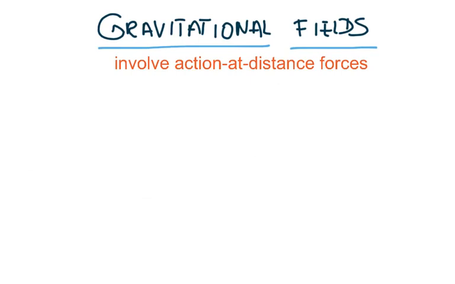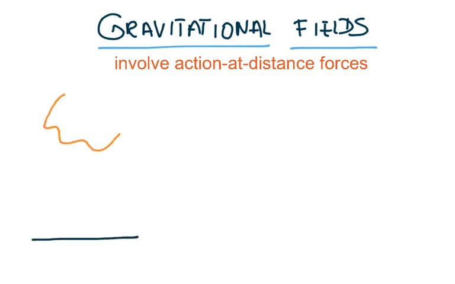Next, we will talk about the gravitational field and how this is connected to our electric field. Both of those fields, gravitational and electric, involve action at a distance force. That's pretty much the short definition of gravitational and electric fields. So let's look at two cases.